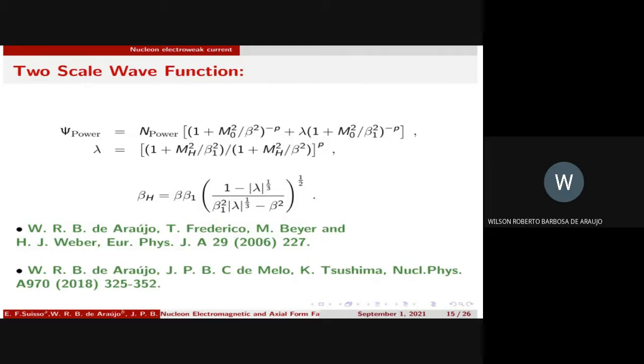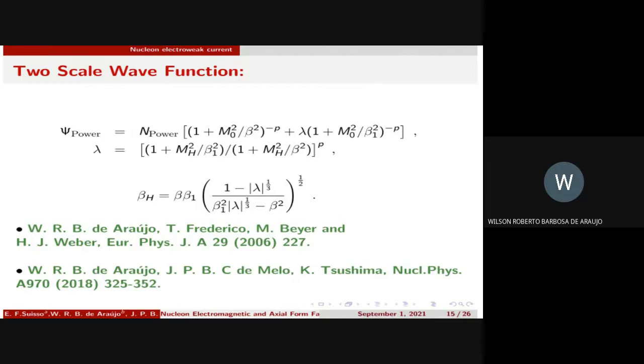The two-scale wave function that we have used was a power law wave function, in which the first part belongs to the low momentum scale, while the high momentum scale is connected with the zero of the proton electric form factor. It is related to a possible definition of the high momentum scale brought by the two-scale wave function to be the value of free mass at which the two terms are equal.